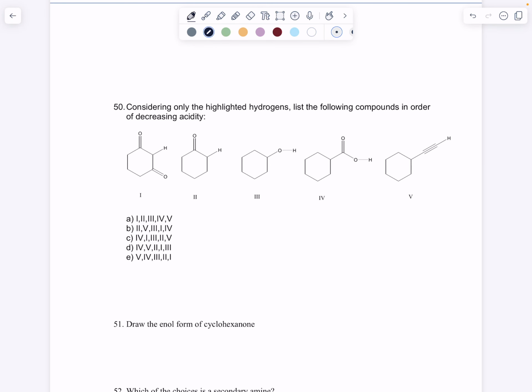Consider only the highlighted hydrogens. Oh, these didn't get hydrogen highlighted. Well, I guess they were highlighted by being drawn in. List the following compounds in order of decreasing acidity.